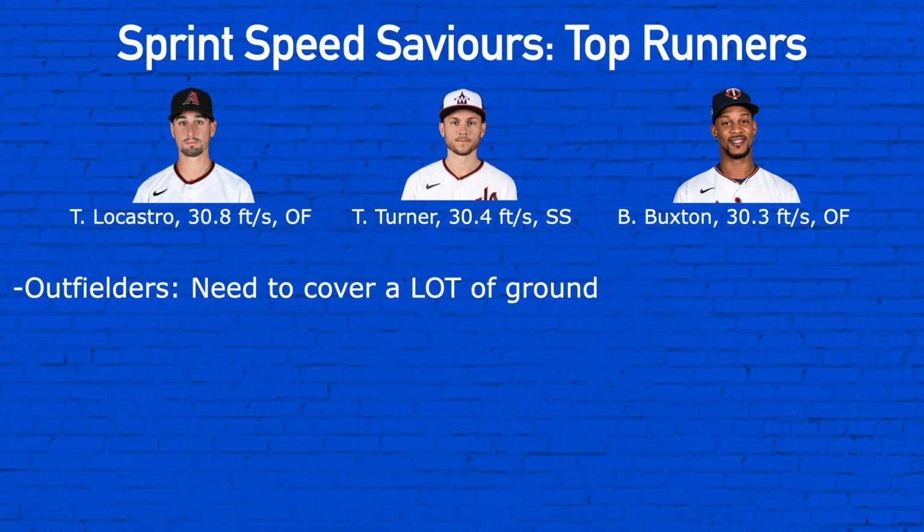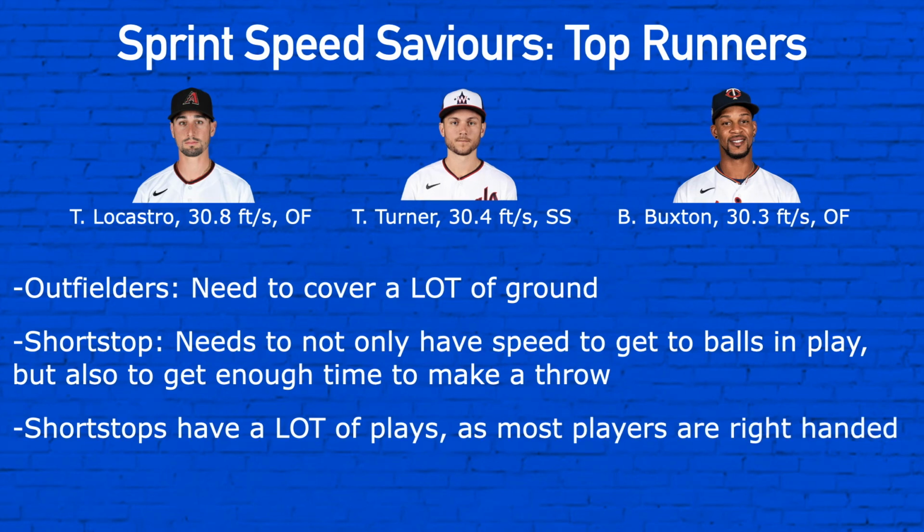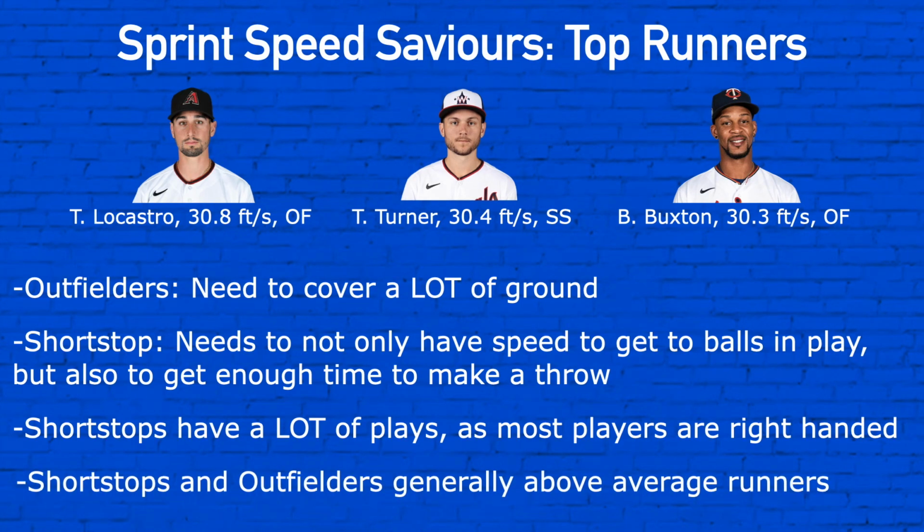Then comes shortstop, which doesn't have to cover as much ground as the center fielder, but still needs top speed. In the outfield, you only need the speed to make it to balls and catch them. For a shortstop, you need the speed to not only make it to balls in play, but also to give yourself enough time to throw a runner out. As the majority of players are right-handed, the shortstop gets a majority of the plays, as the shortstop generally covers most of the infield's left side. As such, shortstops and outfielders have a majority of their players be above average in the sprint speed category.